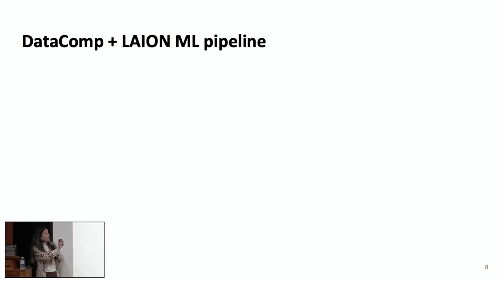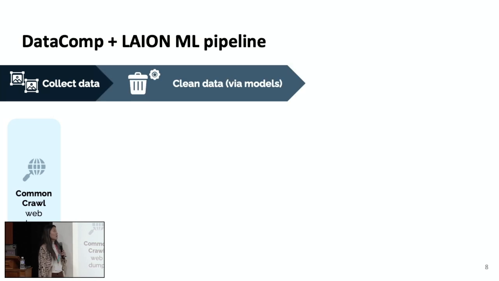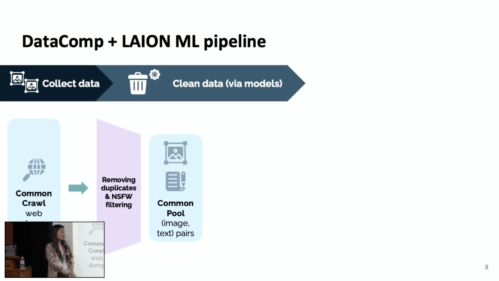So this is a kind of a pipeline of both DataComp and the LION data sets. First, for the data collection stage, all the samples are sourced from Common Crawl, which is this archive that provides a large snapshot of the web. For the data filtering, or the data cleaning stage, there's a series of filtering steps. First, duplicates are removed, and then DataComp actually applies an NSFW, or not safe for work, filter in order to kind of avoid the presence of CSAM that had been found in LION 5B. So this outputs what the researchers call Common Pool.